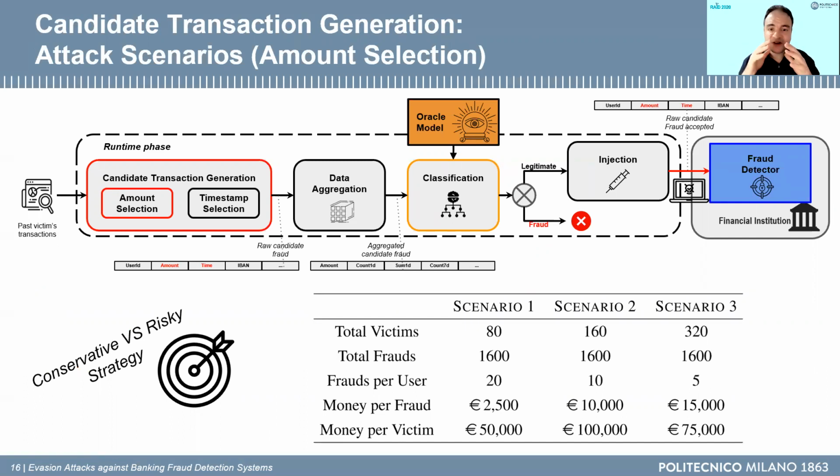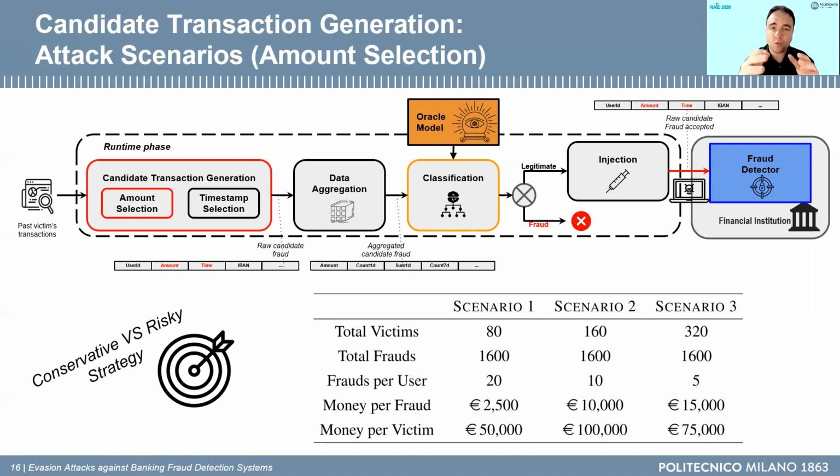Regarding the amount, the choice of a value depends on the attacker's strategy, which can be conservative or risky. A too high amount would lead the Oracle to classify all the candidates as fraud. On the other hand, a too low amount does not allow the attacker to maximize the profit.